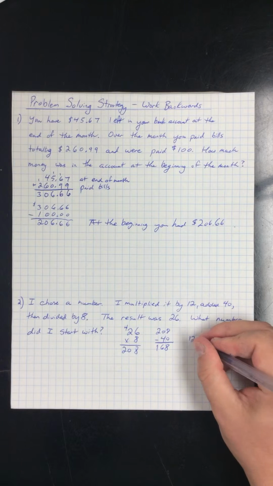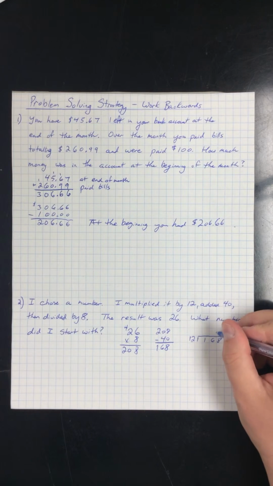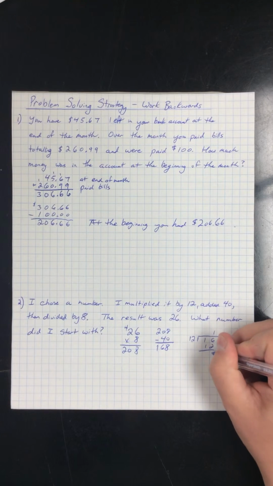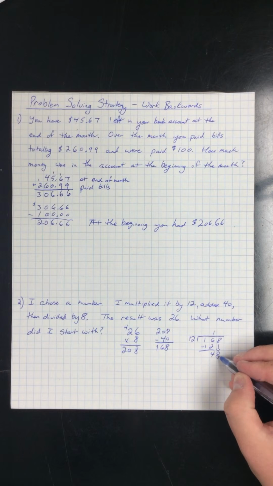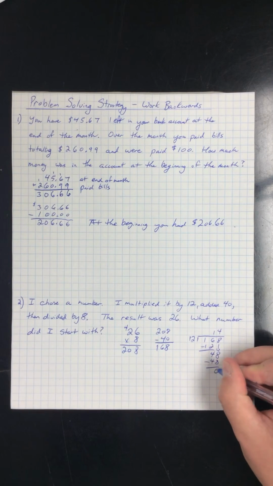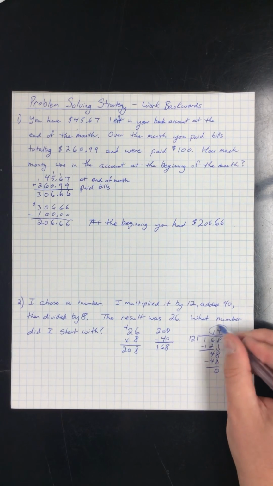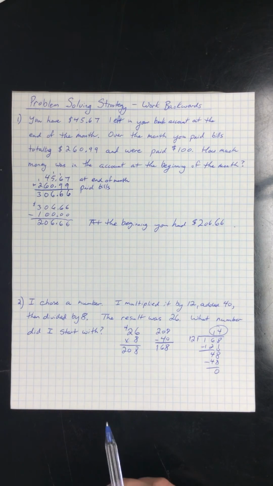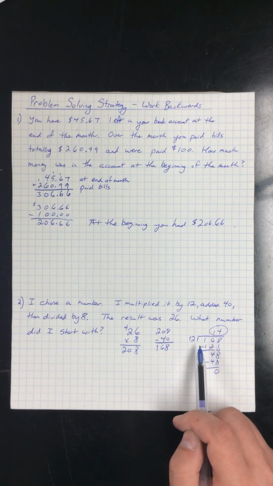So how many times does 12 go into 168? 12 goes in once. How many times does 12 go into 48? 12 times 4 is 48 with no remainders. So that should be my answer because I've run out of clues. The number that I chose was 14. So we could check that and we could work it through and we should end up with the same answer.